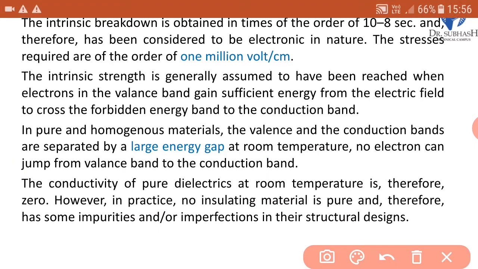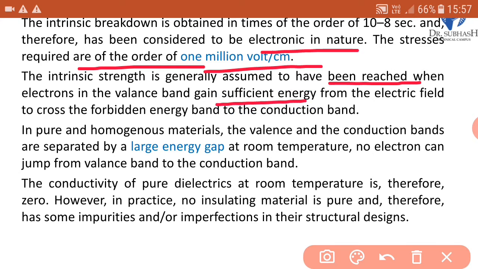The intrinsic breakdown is obtained in times of the order of 10 to the minus 8 seconds and therefore has been considered to be electronic in nature. The stress required is of the order of 1 million volt per centimeter. The intrinsic strength is generally assumed to have been reached when electrons in the valence band gain sufficient energy from the electric field to cross the forbidden energy band to the conduction band.